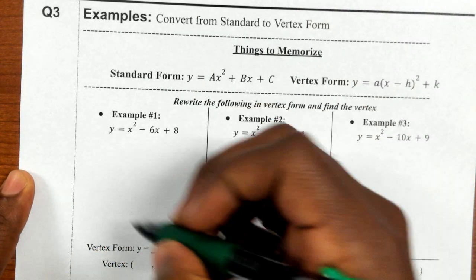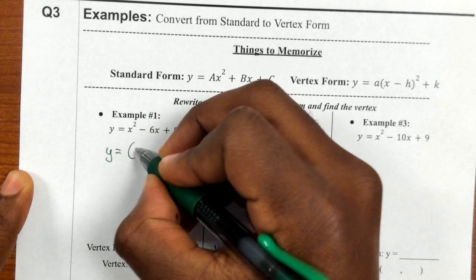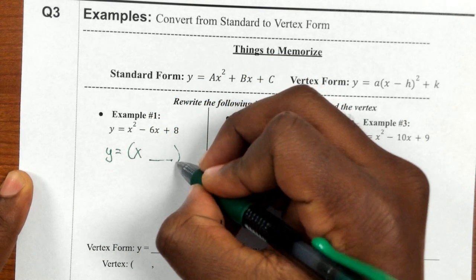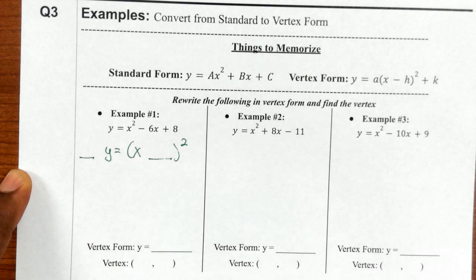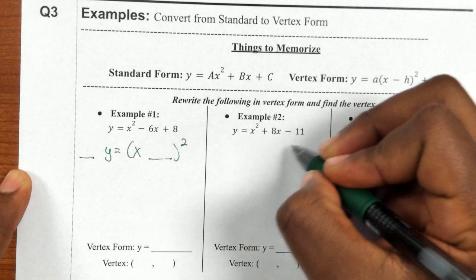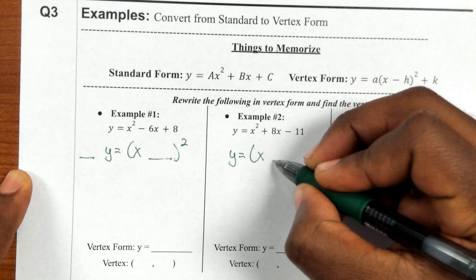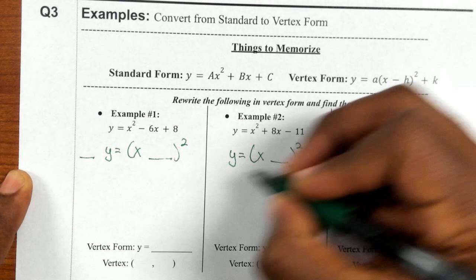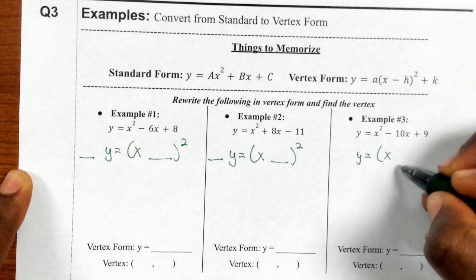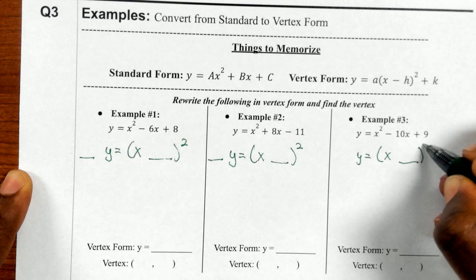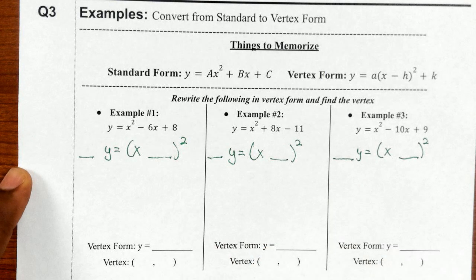So what you're going to do, guys, is set up a general form: y equal parentheses x, some number, parentheses squared, some number, alright? So every single time, that's the setup. So again, for this question, it's the same setup. Y equal parentheses x, some number, parentheses squared, some number. Every single time, that's the setup, okay?